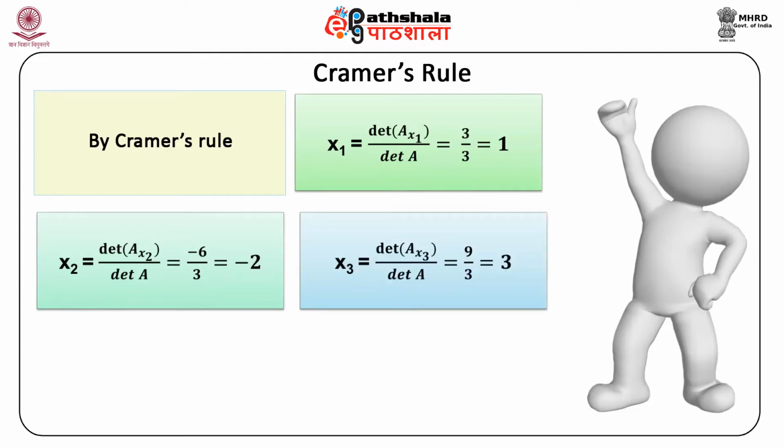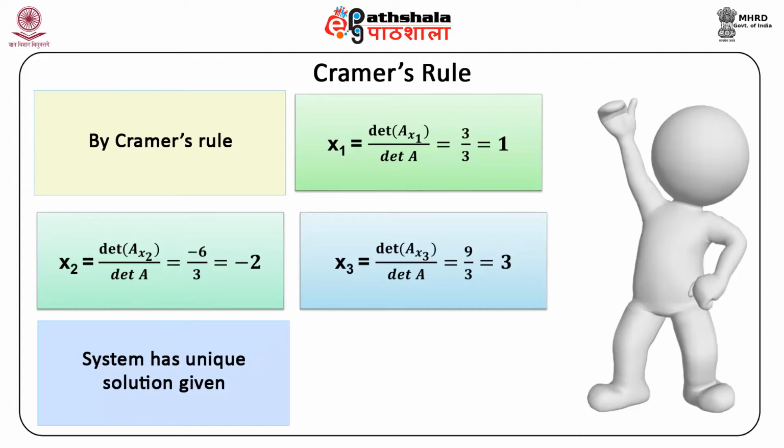X3 is equal to determinant A_X3 divided by determinant A, which is equal to 9 divided by 3, which is equal to 3. Hence, the system has a unique solution given by x1 equal to 1, x2 equal to minus 2, and x3 equal to 3.